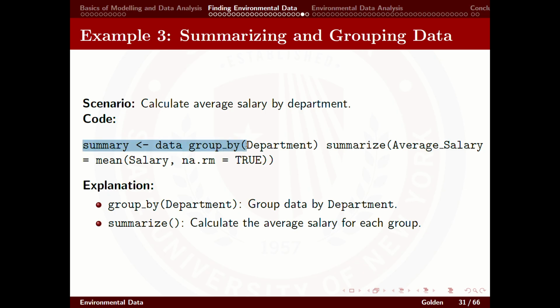And then you can also perform group by and summarize. So you group by department and then summarize average salary equals mean of salary. So basically you're choosing by department what's the average for each group.